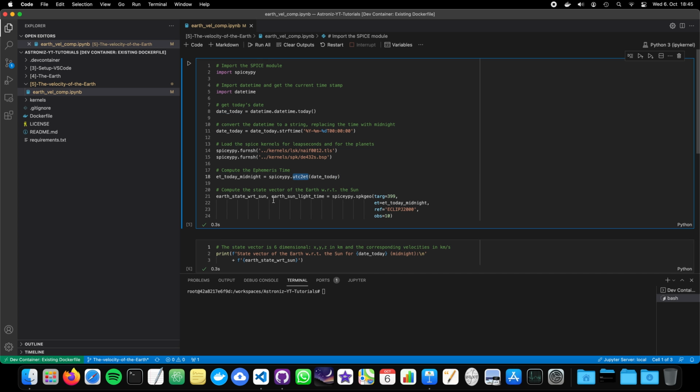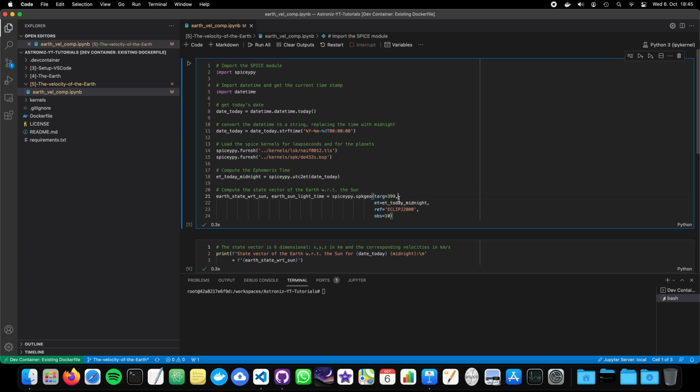And then we compute the state vector of the Earth, so the six-dimensional vector that contains the positional information as well as the corresponding velocity information, together with the light time, so the time that the light needs to travel in the vacuum from the observer, in our case it's the sun, to our target, in this case it's the Earth. And you see we don't have the Earth or sun as names, but really integer IDs. And I just referred to the last time where we were talking about these NAIF ID codes.